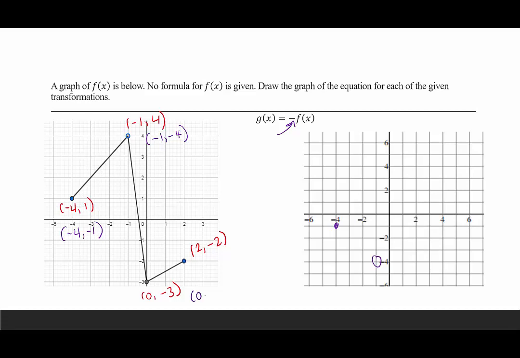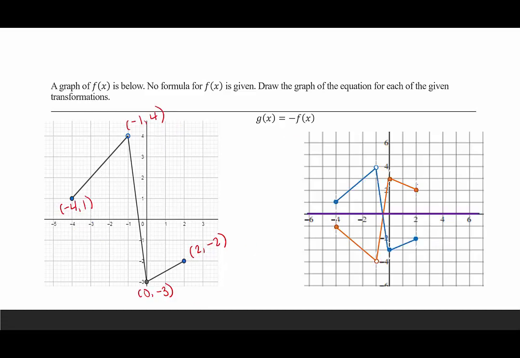0, -3 is going to map to 0, 3, so 0, 3 is going to be up here. And 2, -2 will map to 2, 2. And just to see when we use a straight edge what this should look like, there it is. There's our graph of g of x. Comparing it to our graph of f of x, so you see f of x in blue, g of x is in orange. Do you see the symmetry about y equals 0, that x-axis?